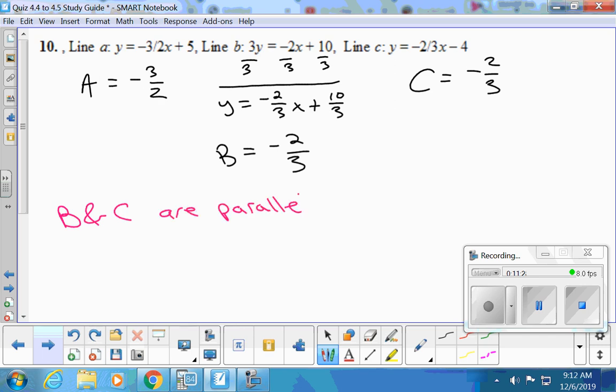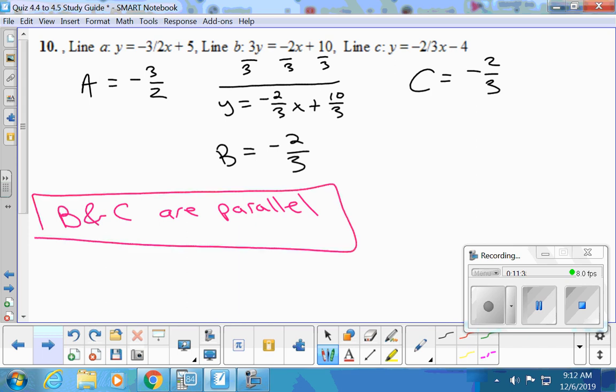Is anybody perpendicular? Negative reciprocals? No. So this is all I can say about this one. To be perpendicular, you have to be a negative reciprocal. So this would need to be a positive 3/2. They have to have different signs and be reciprocals.